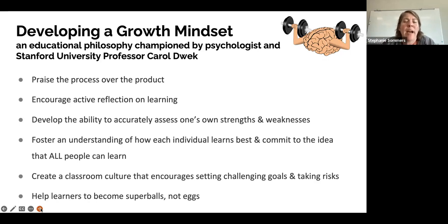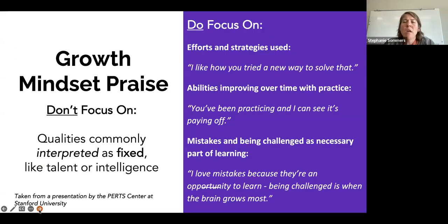And this last point actually comes from Teresa. Help learners to become super balls, not eggs. What that means is we want our learners to bounce back, not break, when they encounter difficult situations. One way we can do that in the classroom is by being very mindful of the kind of praise that we give. Growth mindset praise always focuses on the effort and never on the final product.